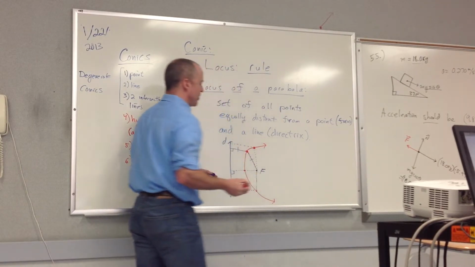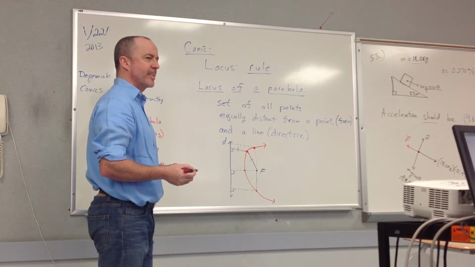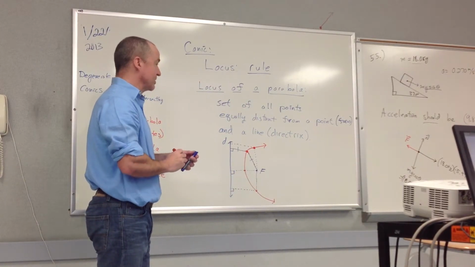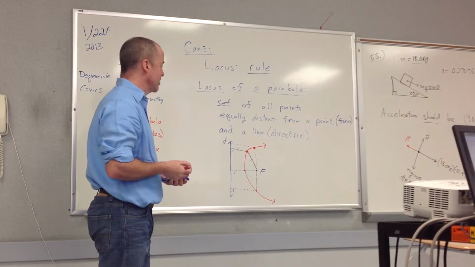And those are all points on my parabola. And my parabola doesn't have to go up or down. It doesn't have to go left or right. It can go at any angle you want.